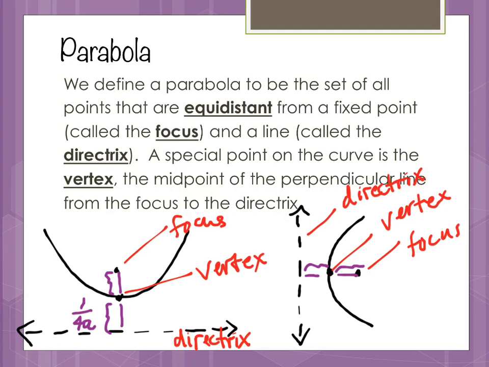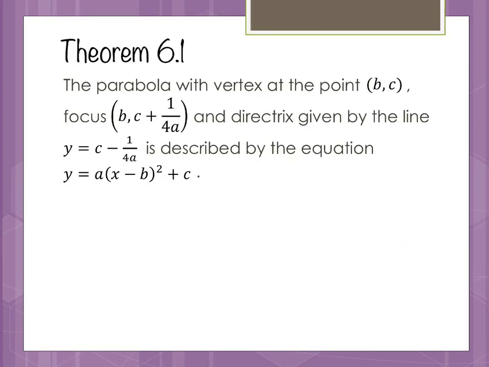All right, so I am going to show you all the formulas because if you really enjoy looking at things from an equation perspective, you can do that. Theorem 6.1 tells you that if we have a parabola with a vertex at the point (b, c), and a focus at the x value b, and then the y value is c plus 1 over 4a. Okay, so it's that increase of 1 over 4a, the distance away. We have a directrix given by the line y equals c minus 1 over 4a.